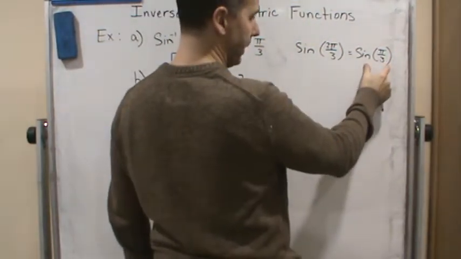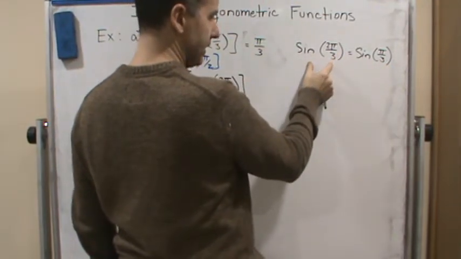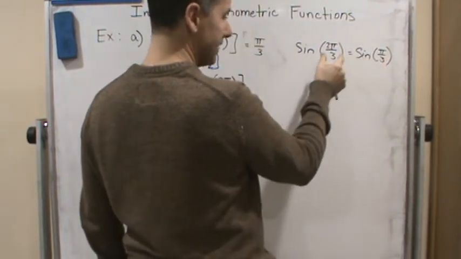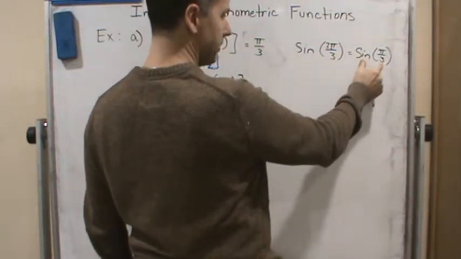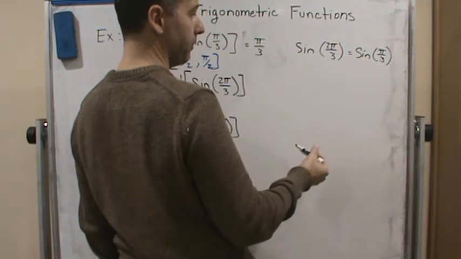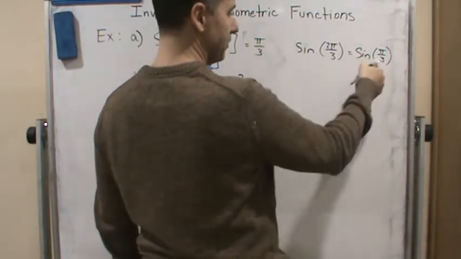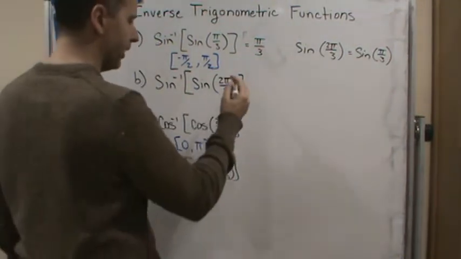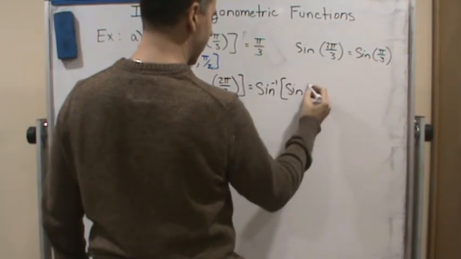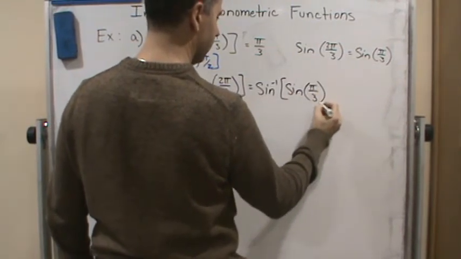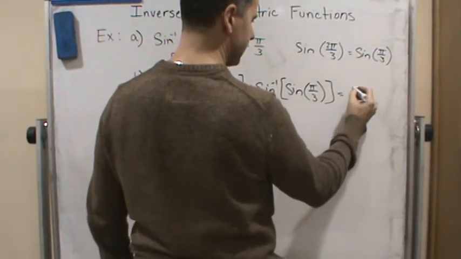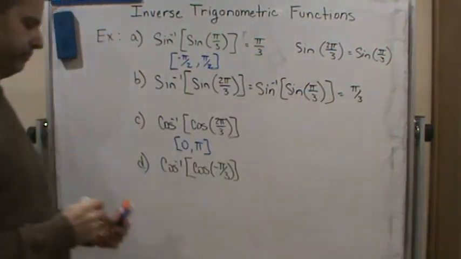Also the reference angle, right? This is in the first quadrant, this is in the second quadrant. So we know that the reference angle for this is the same as the reference angle for this, because this is 60 degrees, this is 120 degrees, which puts you at a reference angle of 60 degrees in the second quadrant. So what does that mean? It means that these are going to be equal. So I can say that sine inverse of sine of 2 pi over 3 is the same as sine inverse of sine of pi over 3, and so this is equal to pi over 3.